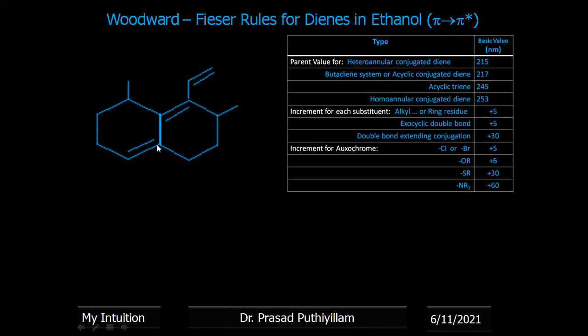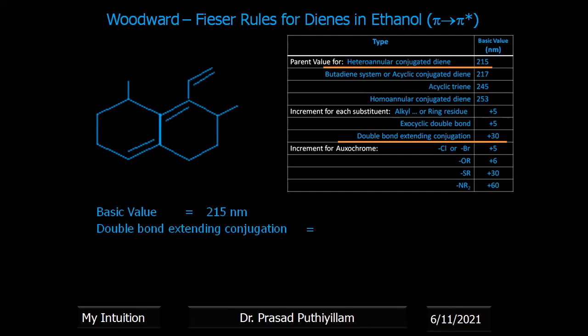So this is the main double bond that we are considering, and we have one extra double bond which is continuing from that, and it is in conjugation. Therefore, we need to add a value 30. The basic value is 215 only, there is no variation in that, and we need to add the double bond extending conjugation, plus 30 nanometer. Then the remaining alkyl substituent, or alkyl or ring residue. Now this is included in the extended conjugation.